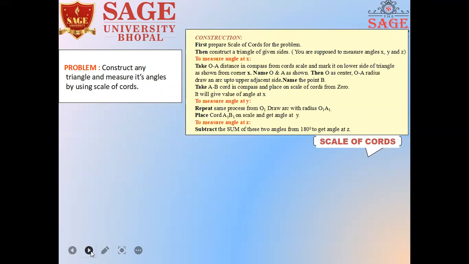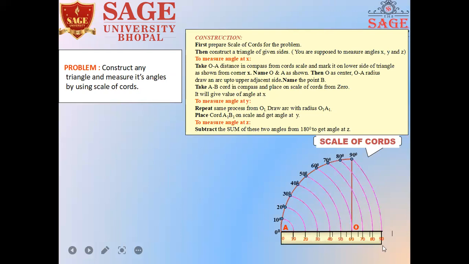Now I'm taking the next problem: construct any triangle and measure its angles by using scale of chord. In the previous slide I drew an angle, and now in this slide I'm measuring an angle. For measuring an angle we also draw a scale of chord, because we need a base. Without a base, we can't draw or measure an angle. So now you will draw a base.